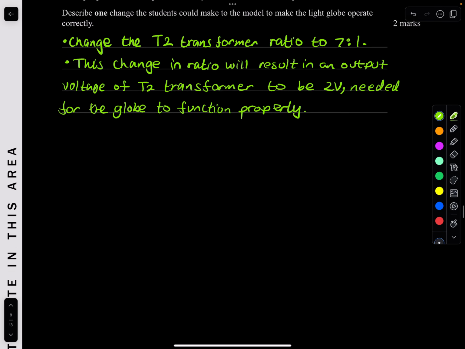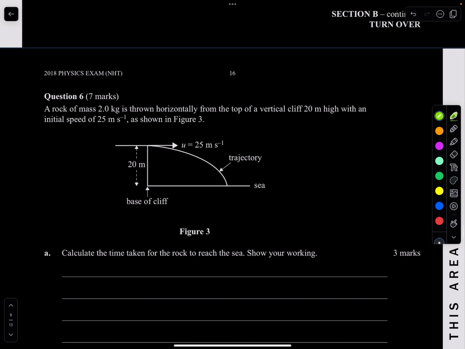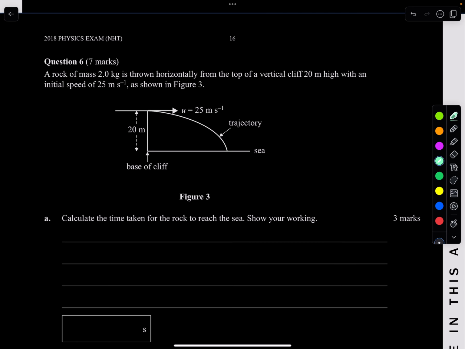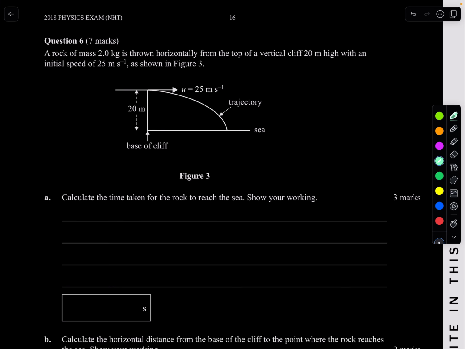All right, so let's go down. Question 6. Yes, projectile motion, one of my favorites. A rock of mass 2 kilograms is thrown horizontally from the top of a vertical cliff 20 meters high with an initial speed of 25 meters per second, as shown in figure 3. Calculate the time taken for the rock to reach the sea.